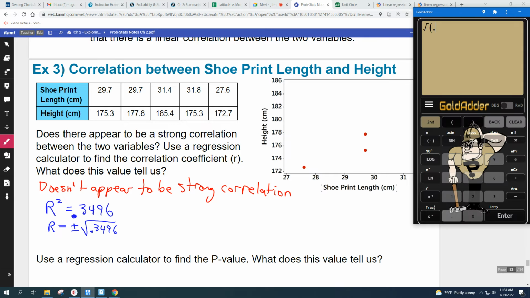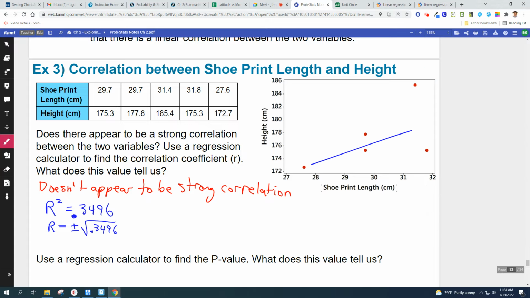So the square root of 0.3496 is 0.5913, I guess, right? But here's the thing. I know that equation has 2 solutions, but we can tell which one to choose because this line goes uphill. If that line goes uphill, it appears that there is a positive correlation, so we're going to choose the positive root for that equation. So choose the positive one. R is positive 0.5913.